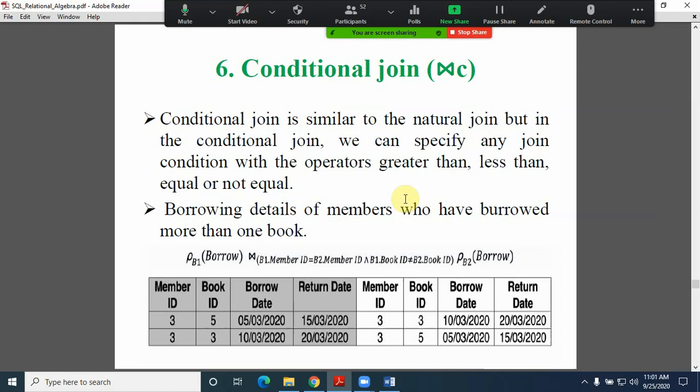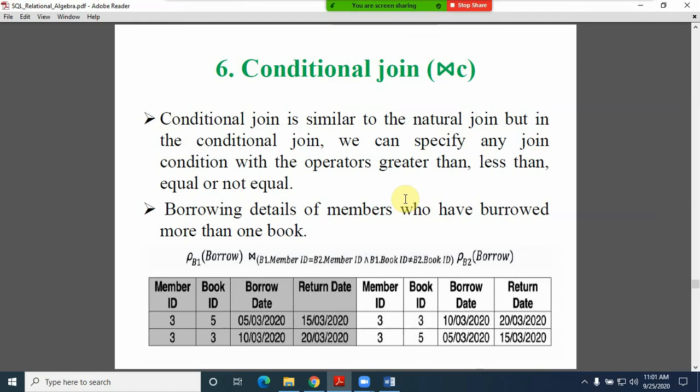If I observe the conditional join, as per the representation, because we are mentioning the member details, I want to print the member details along with whether he has taken the books or not. If he has taken the book multiple times, then I have to output it, and that too I am printing from the borrow, not from the member. So initially we are printing the borrow, this particular borrowing of member id, book id, borrow date and return date along with some condition. What is the condition? Multiple books must be taken by the corresponding member. This is what you call the conditional join.